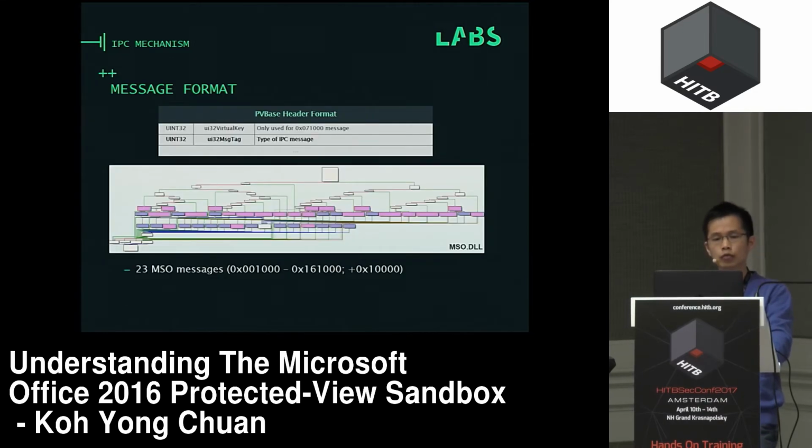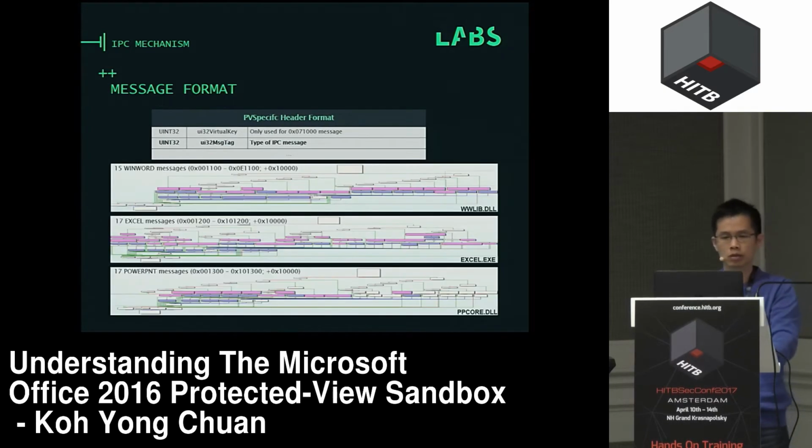So in total, there are 23 PV-based messages ranging from 001000 to 161000. For most of the messages, there is a sanity check on the format and values, and these are done in the pink blocks before they are eventually serviced in the purple blocks. For the PV-specific messages, these numbers are different: for WinWord there are 15, PowerPoint there are 17, and Excel there are also 17.